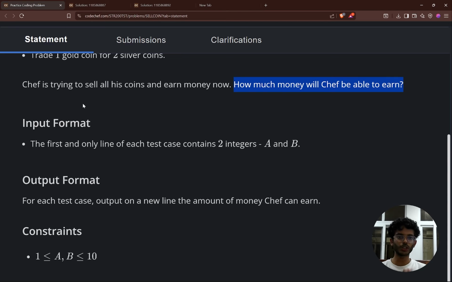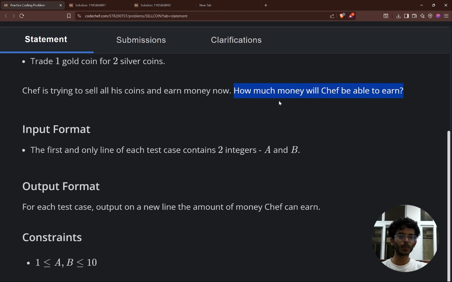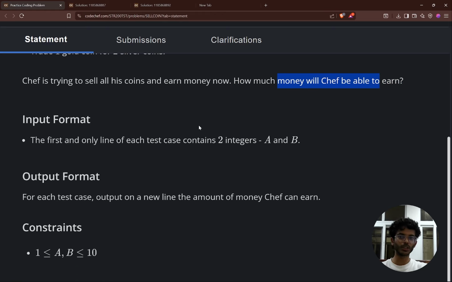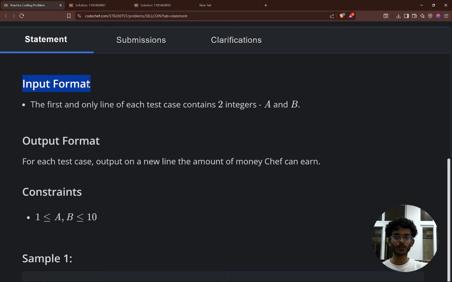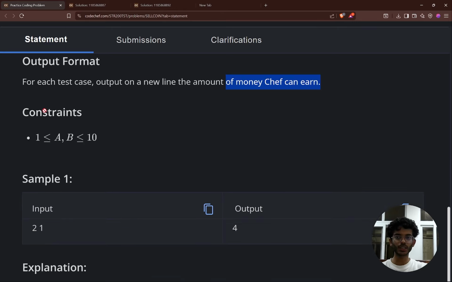So, all we need to do is print how much money Chef will be able to make, given how many gold coins and silver coins he initially had. In the input format, we're given two integers separated by a space, which represent A and B. In the output, we need to print, in a single new line, the amount of money Chef can earn. The constraints are that A and B lie between 1 and 10.